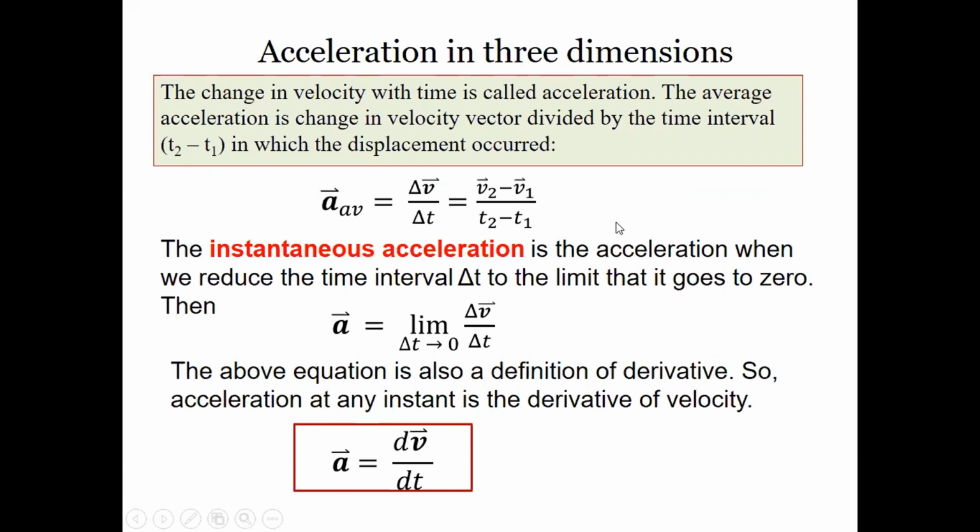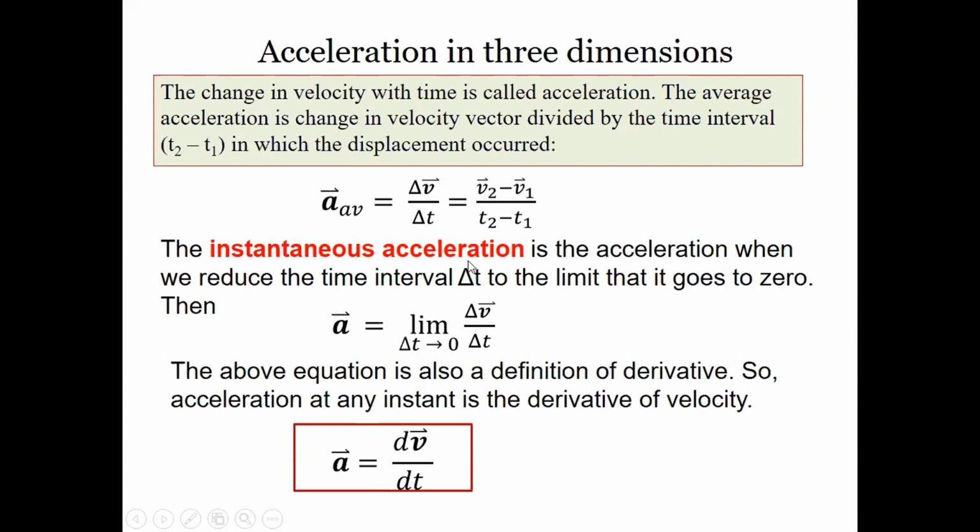Acceleration in 3 dimensions, again, is the change in the velocity with time, and the average acceleration is the change in velocity vector divided by the time interval in which the change in the velocity vector takes place. The change is delta V, and time in which it happens is delta t. Therefore, the average acceleration is given as delta V over delta t. Keep in view that V is a vector quantity, therefore V2 vector minus V1 vector divided by T2 minus T1, where T2 and T1 are scalar quantities.